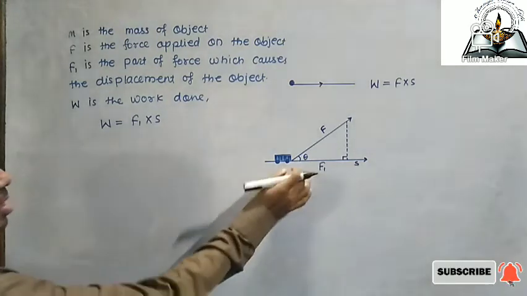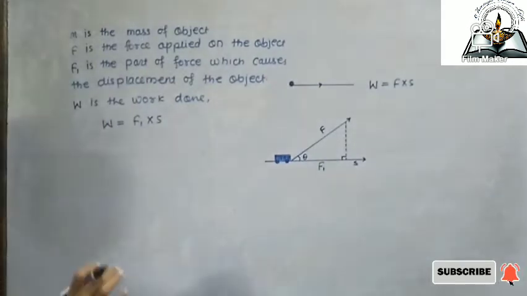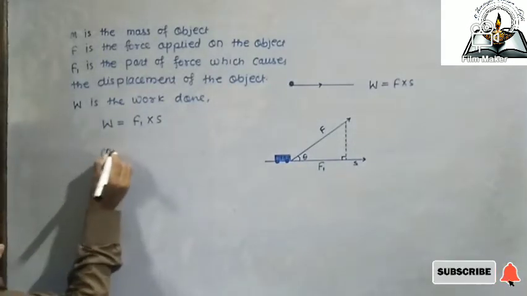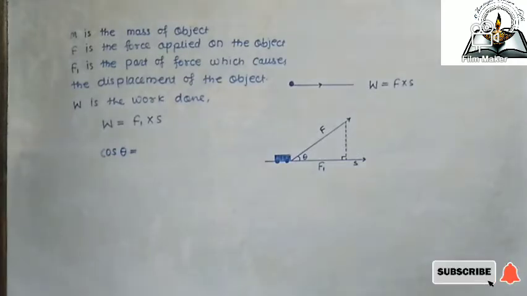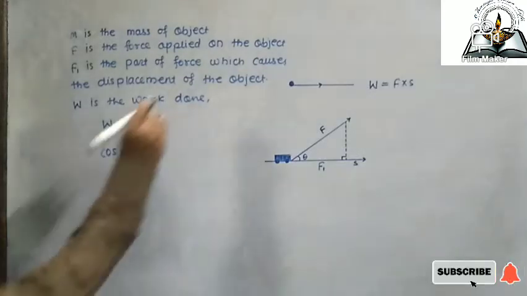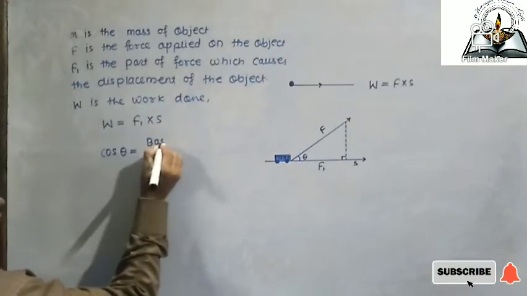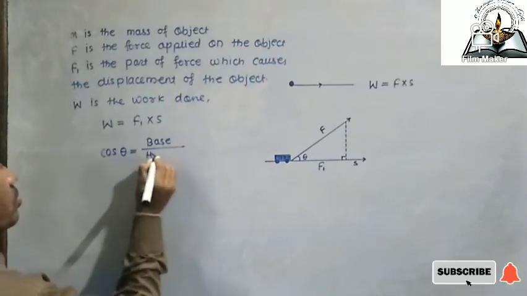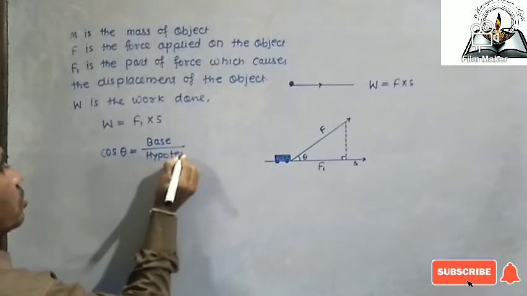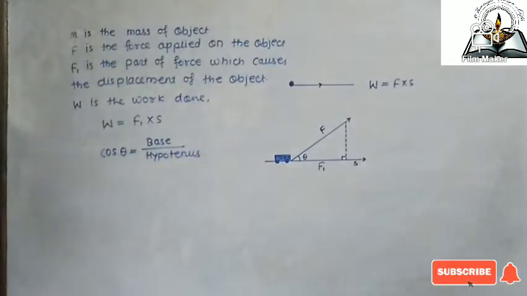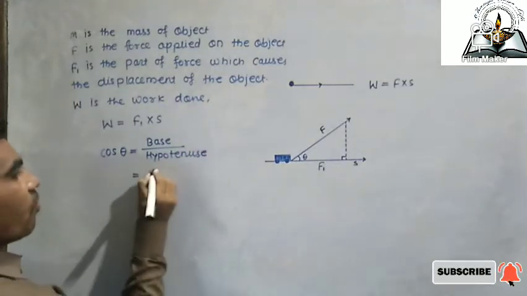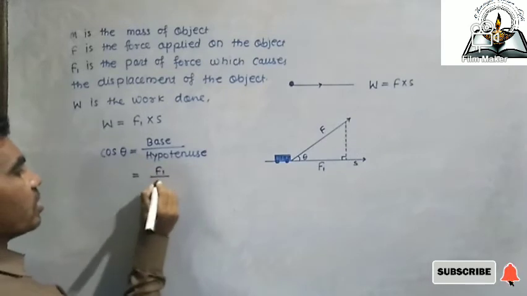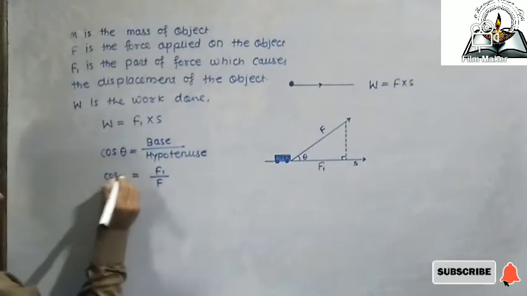here we have to use cos theta, or trigonometry. So what is cos theta? Cos theta is nothing but base upon hypotenuse. So this is the cos theta. So what is the base and what is the hypotenuse? The base is F1 and the hypotenuse is F. So this is the cos theta.